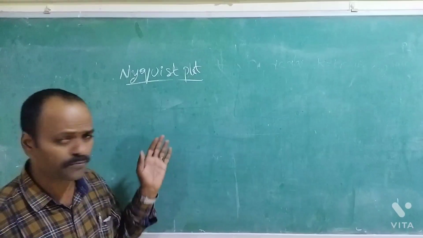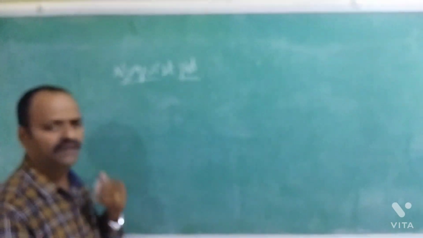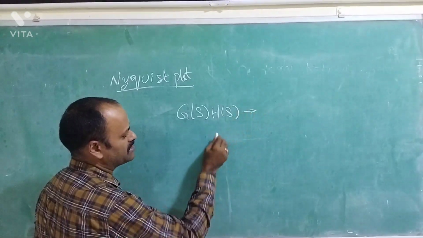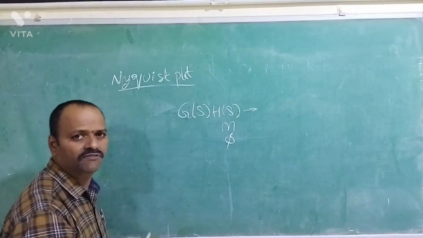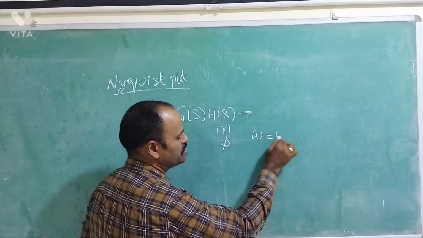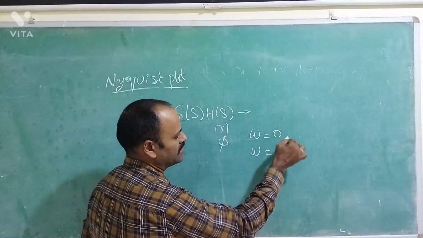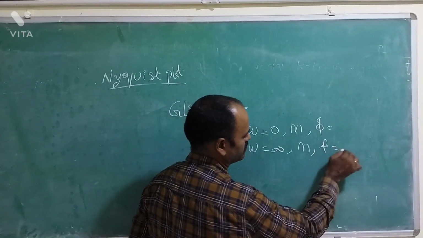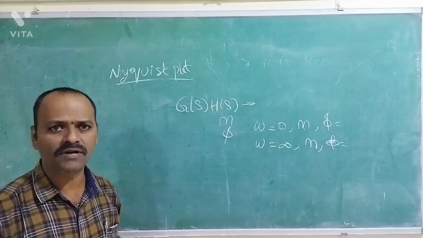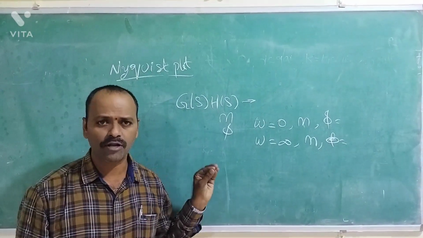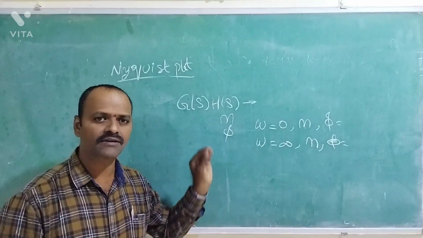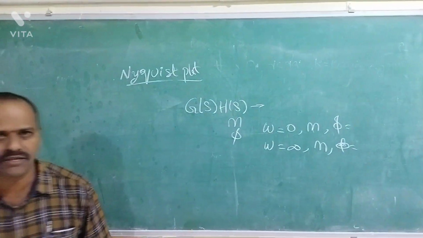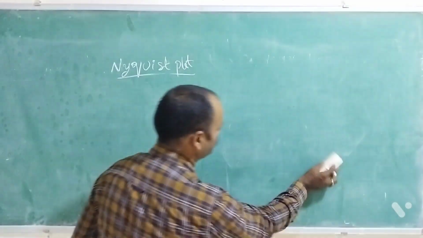You are all aware of how to draw the polar plot. Usually for the given transfer function, we write the magnitude and phase equations. From these two, we substitute omega equal to 0 and omega equal to infinity. At this, we will get the magnitude as well as the phase. And from this, we draw the polar plot. Once you are able to draw the polar plot, from the polar plot we can draw the Nyquist plot in a very easy way. Let us see how to draw the Nyquist plot from the polar plot.